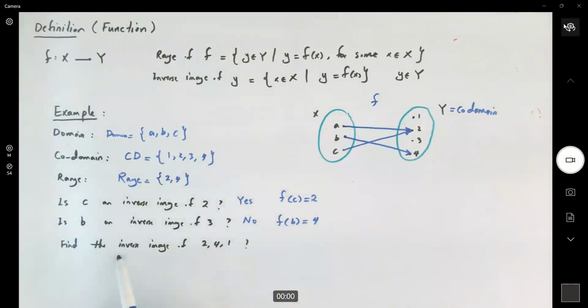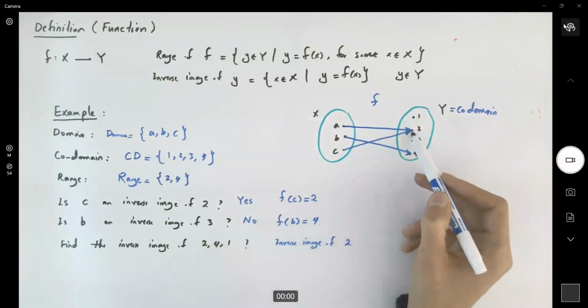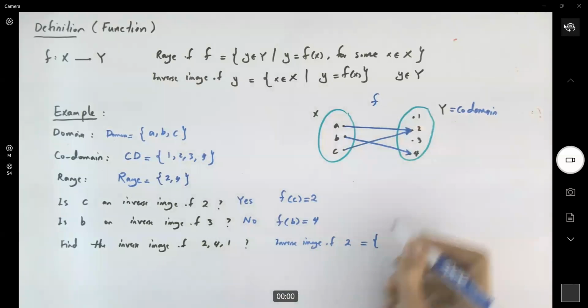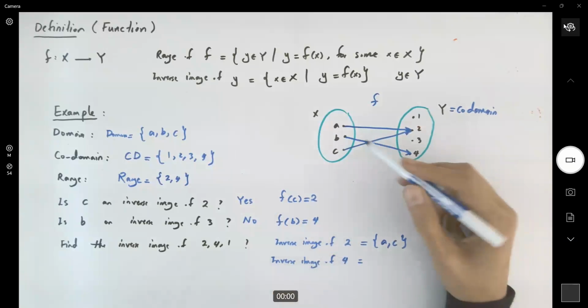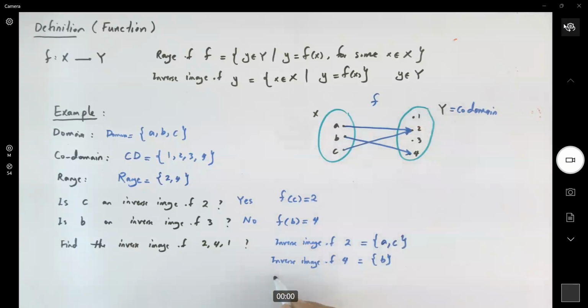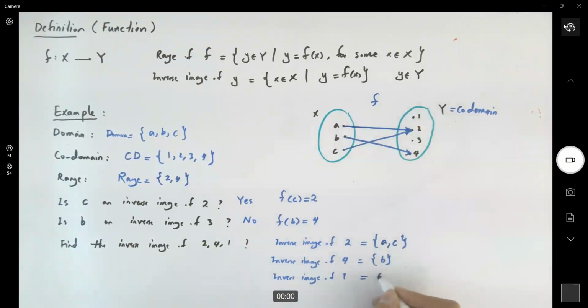And now it says, hey, find the inverse image of 2, 4, and 1. Well, the inverse image of 2 is a set including A and C. The inverse image of 4 is a set including B. And the inverse image of 1: 1 is not connected to any element. It's going to be the empty set.